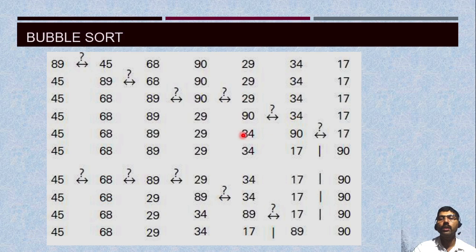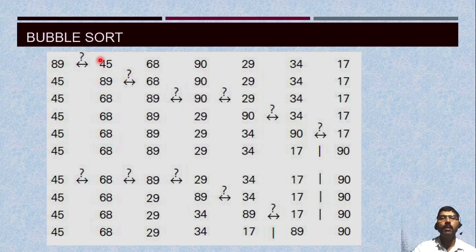So 34 comes here, 90 comes here. The last one here, also 17 is smaller than 90, so 90 is pushed to the end. If you see properly from here to here, the largest element in the array is bubbled up to the last position of the array. So it is called bubble sort.